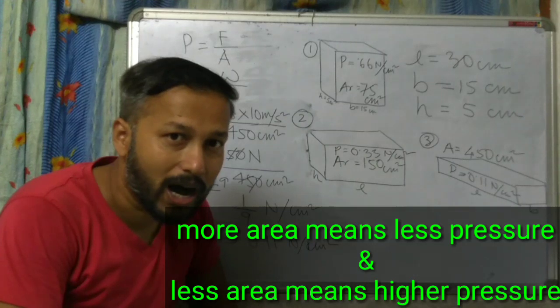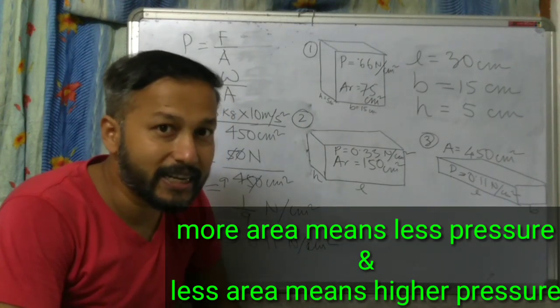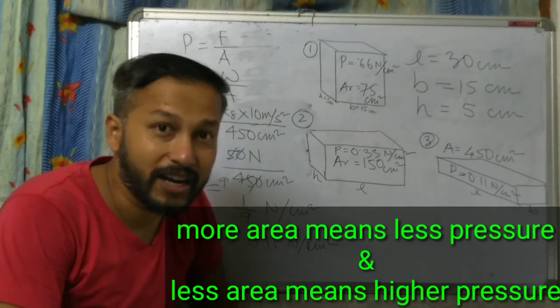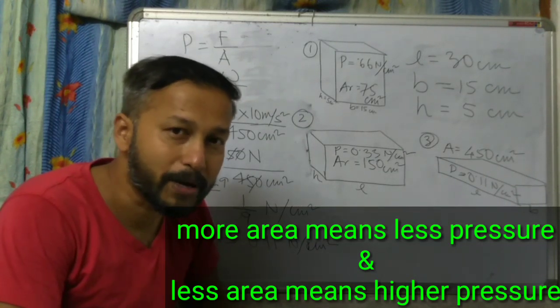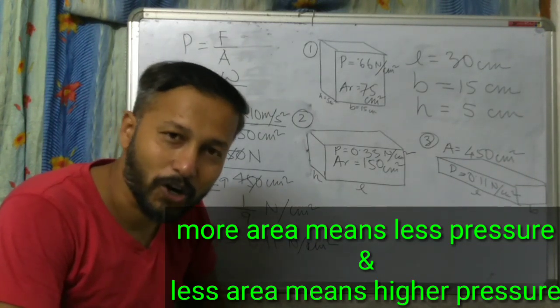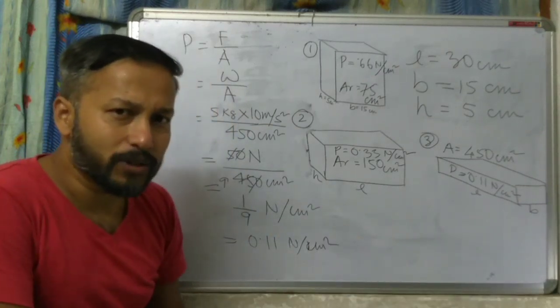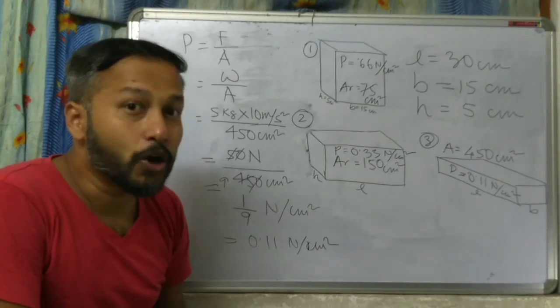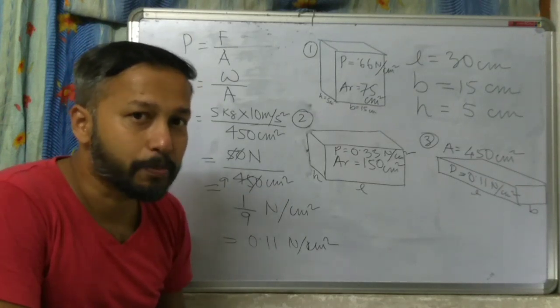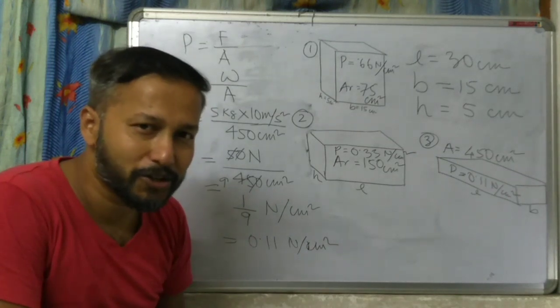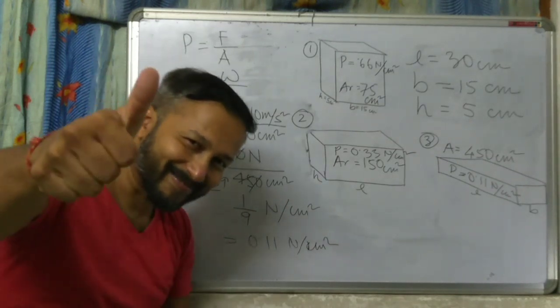When you are decreasing the area, pressure will increase, and when you are increasing the area, pressure will decrease. Got it? So in this way we can find the lowest and the highest pressure exerted by the same object. Understood? Thank you.